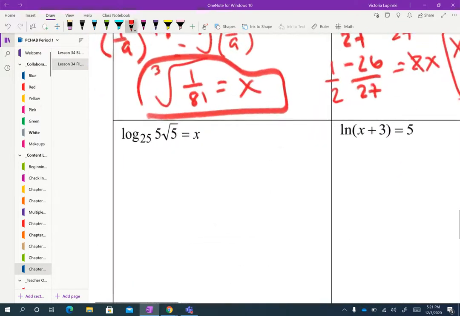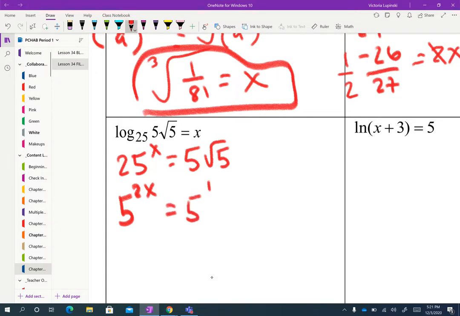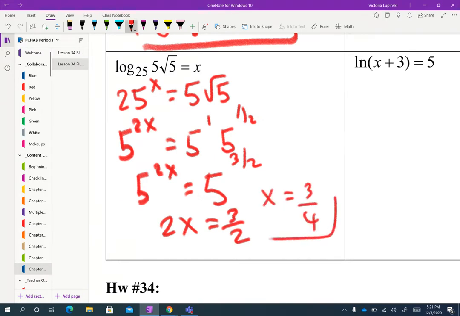Okay, couple more. So no number here. So 25 to the x is equal to 5 radical 5. I look at that problem and man, it's just screaming 5s. So I'm going to rewrite 25 as 5 squared. So that's 5 to the 2x. This is 5 to the 1st and then 5 to the 1/2. So because it's all now base 5, this is 5 to the 2x equals 5 to the, add the exponents, 3/2. So 2x is equal to 3/2. Remember that dividing by 2 is the same as multiplying by 1/2, which is why you get a value of x equals 3/4.